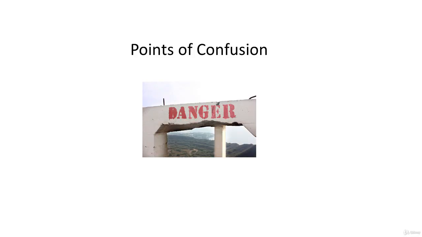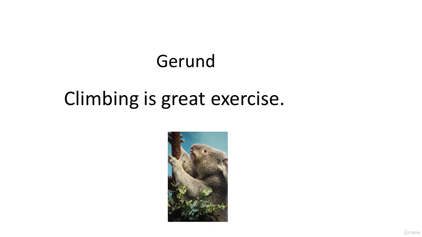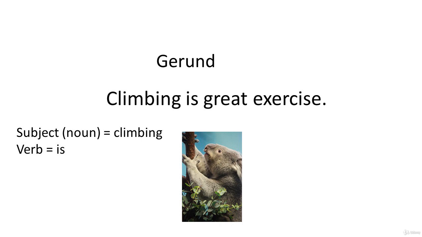There are a couple points of confusion when it comes to locating verbs. The first one is a gerund. A gerund is a noun, and it's what happens when a verb becomes a noun. You take a verb like climb, to climb, I climb, you climb, that is a verb. But add -ing, climbing, and it becomes a noun. So in this sentence, climbing is great exercise, it might be tempting to think that climbing is the verb, but in reality, climbing is the subject, it's the noun. Climbing is great exercise.